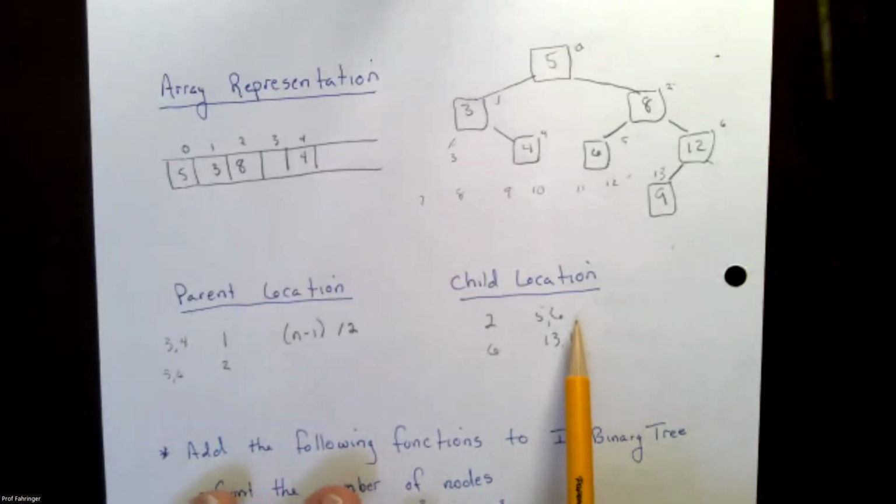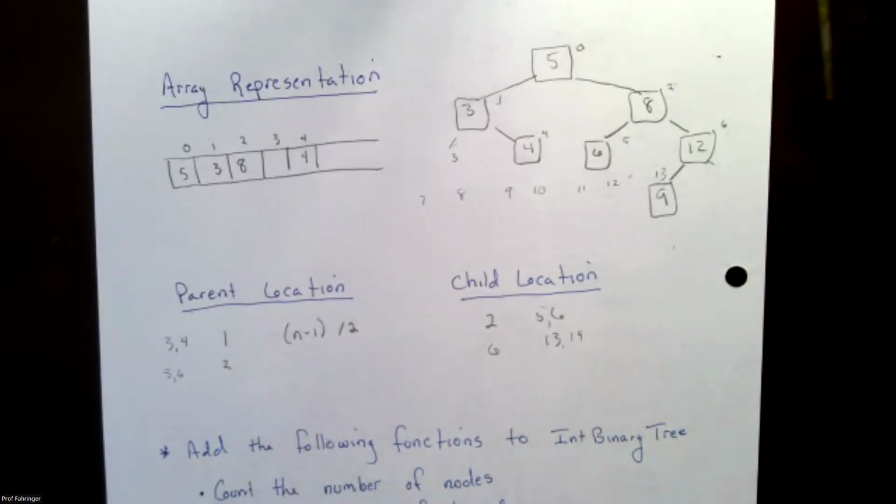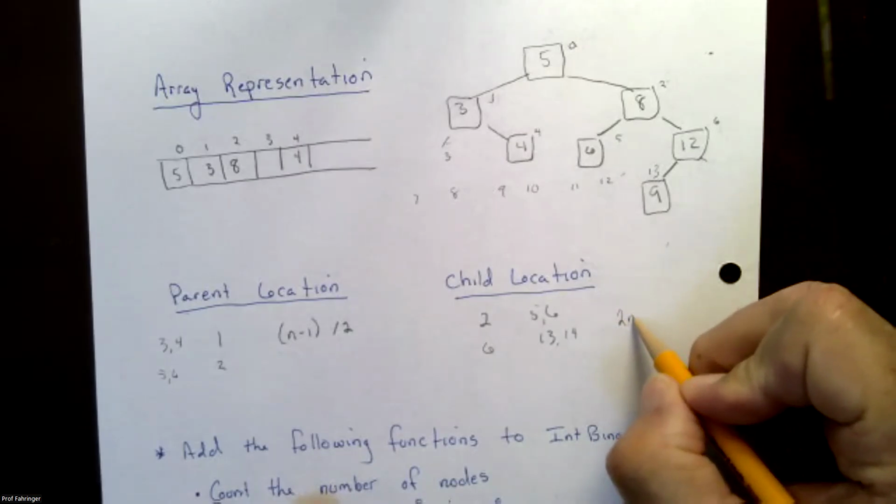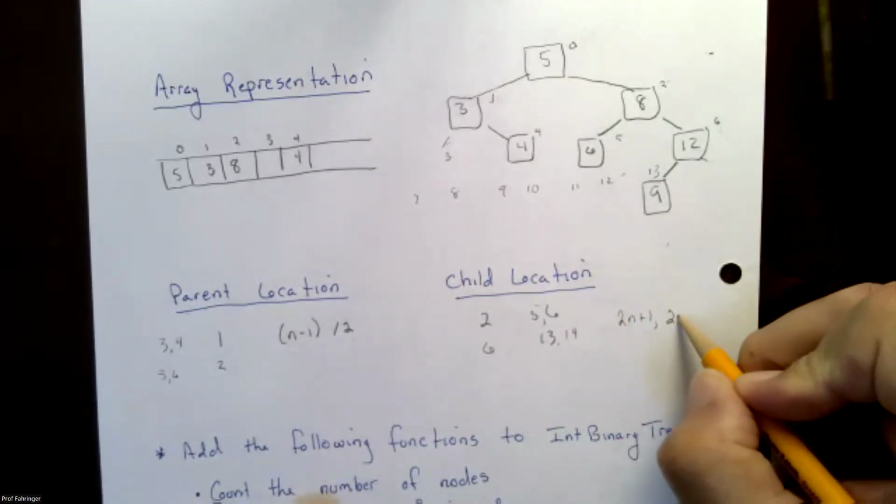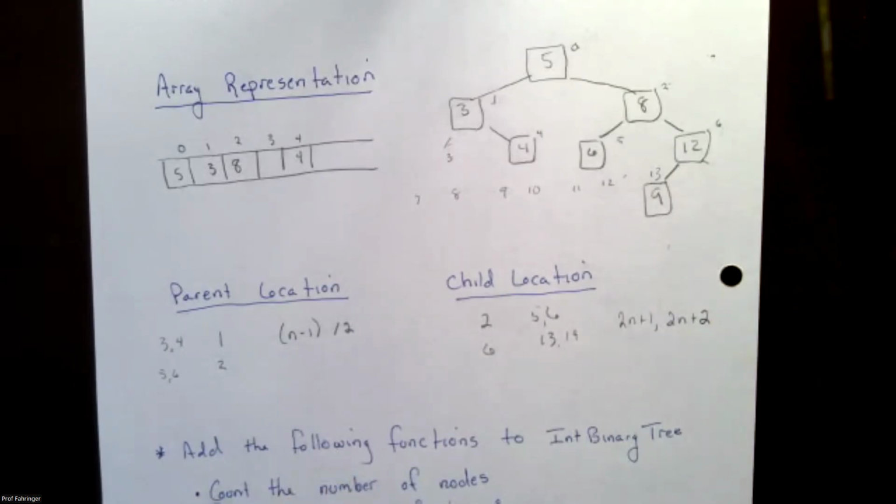How do I find the children? 2n plus 1, 2n plus 2.